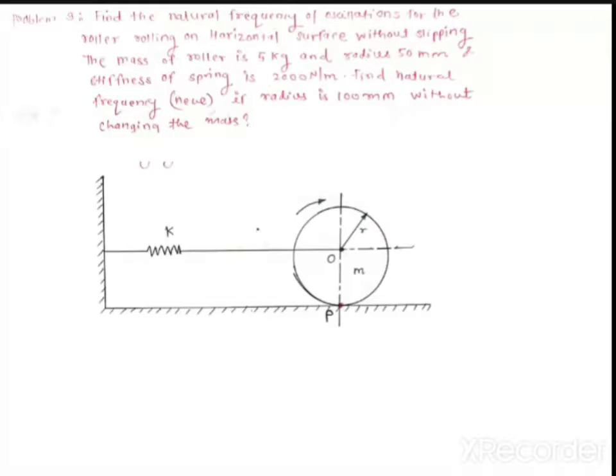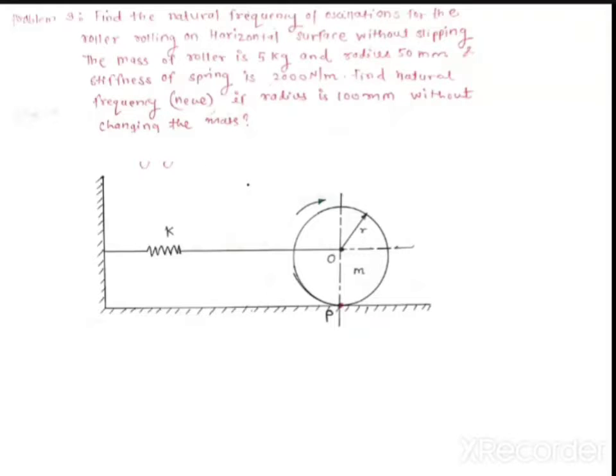Now this next problem is slightly different. They are saying: find the natural frequency of the oscillations for the roller rolling on the horizontal surface without slipping. The mass of the roller is 5 kg, radius 50 mm, and stiffness of the spring is 2000 Newton per meter. Find the natural frequency if the radius is 100 mm, without changing the rest.